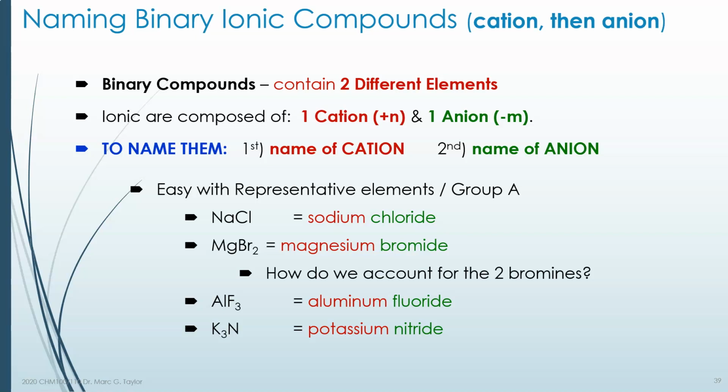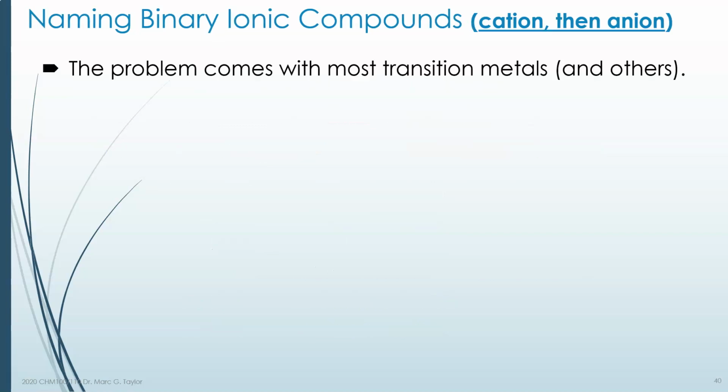We have 3 of them, so that's 3 positive charges. So we need 1 nitride, which is -3, 3 negative charges. So 3 potassiums will balance 1 nitrogen. Therefore, we just call it potassium nitride. But we know the formula based on where the charges are.